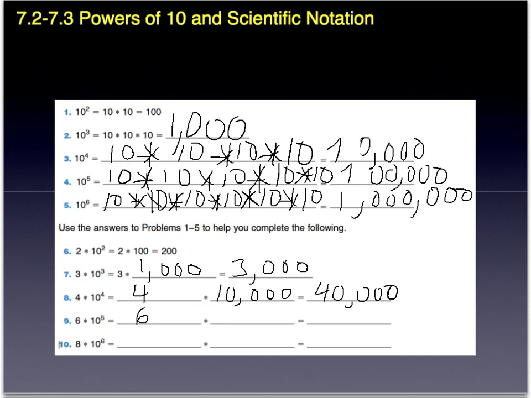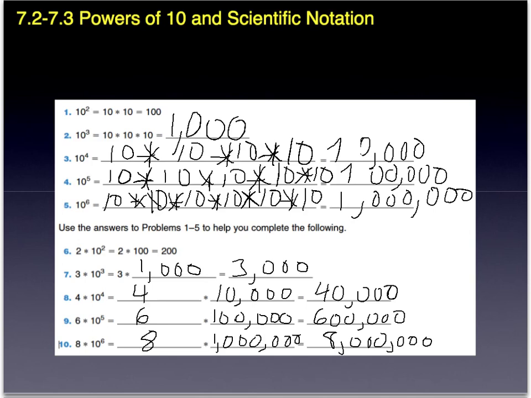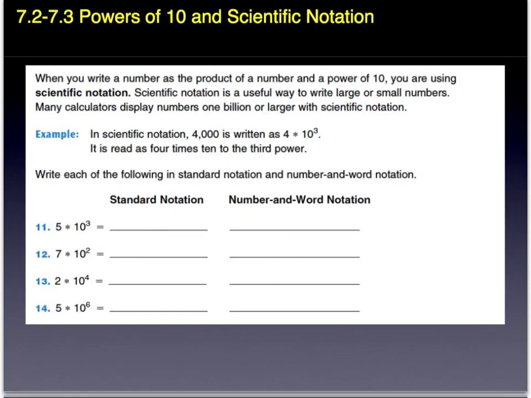6 times 10 to the power of 5. All right. Apologize for the interruption. 6 times 10 to the power of 5. So I have 6 times 10 to the power of 5, which is the same thing as 1 with 5 zeros, 100,000. So 6 times 100,000 is 600,000. 8 times 10 to the power of 6. So we have 8. 10 to the power of 6 is 1 with 6 zeros. 8 million. Okay.